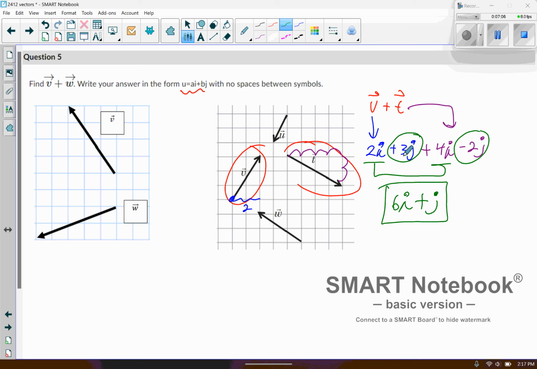And it didn't matter what order I added them. I could have put the t vector down first and then the v vector and added them. But that's all I did. So I look at my initial point, and then to get from here to my terminal point, my x value increased by 4, my y value decreased by 2. So that's how you find the unit vector form. And so you find that for both vectors and then add them together.